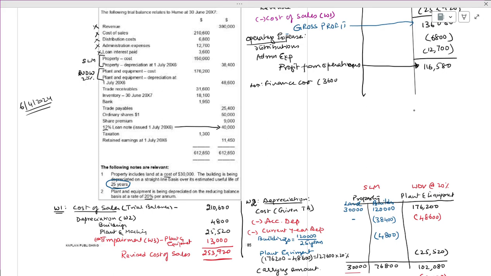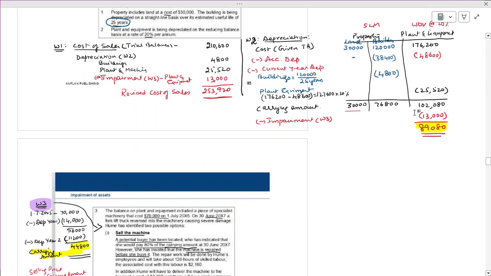This is very, very important. Students will ignore this. You have to be very careful with the 12% loan interest. I am putting here as working 4, the finance cost. How much is the finance cost? 12% loan, how much is there? 40,000 times 12%. It comes to 4,800.